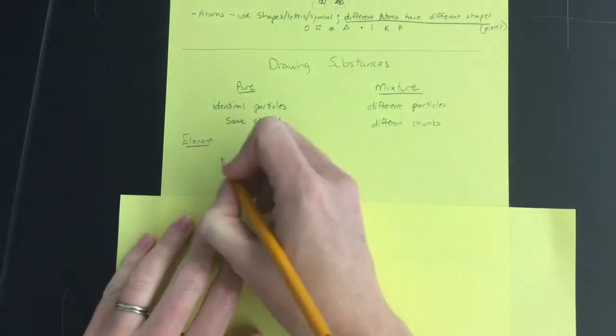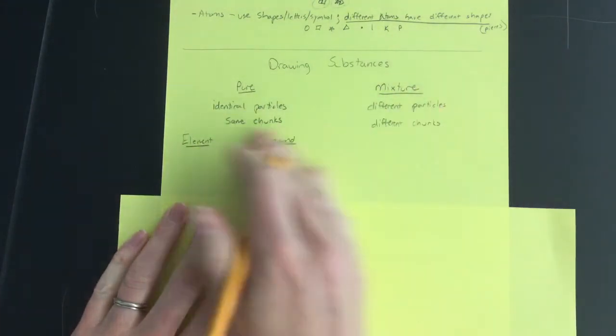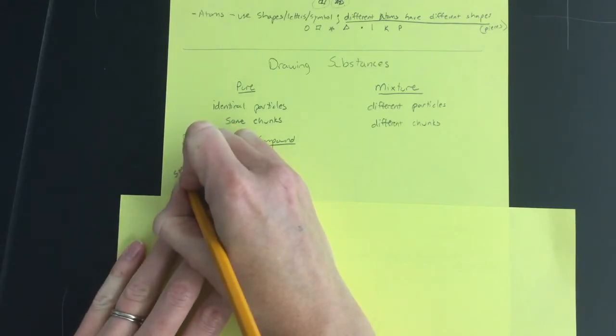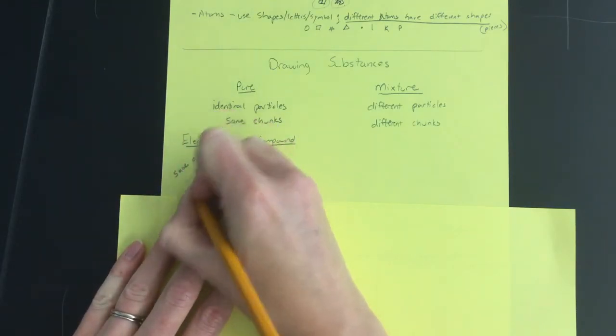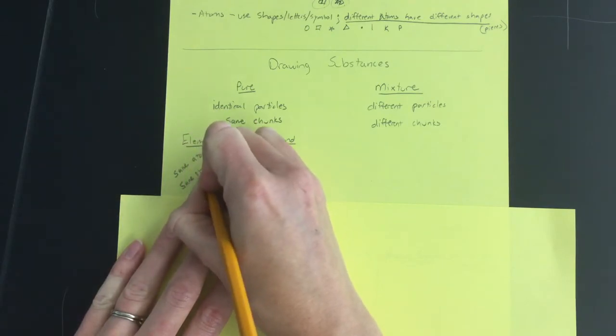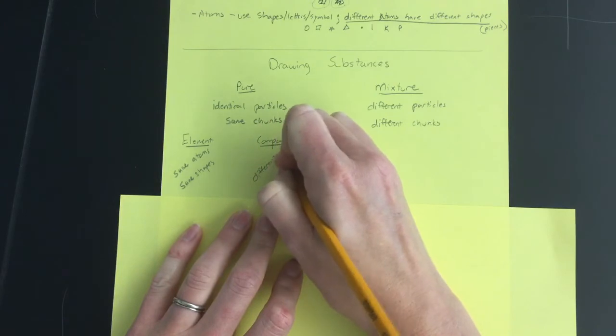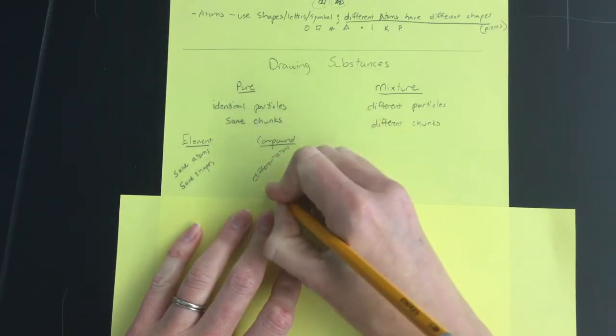And remember, we're not really talking about the different kinds of mixtures, but in an element we have the same atoms, which means we're going to have the same shapes. And in a compound we're going to have different atoms, which means we're going to have different shapes.